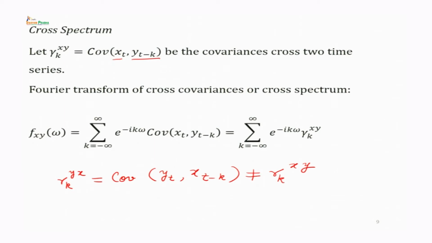Now, Fourier transform of cross covariances, or you can say cross spectrum, you denote it by say f x y omega equal to summation k equal to minus infinity to plus infinity e to the minus i k omega times covariance between x t and y t minus k, and then this is equal to summation k equal to minus infinity to plus infinity e to the minus i k omega gamma k x y. So, this cross spectrum is actually the Fourier transform of these cross covariances.